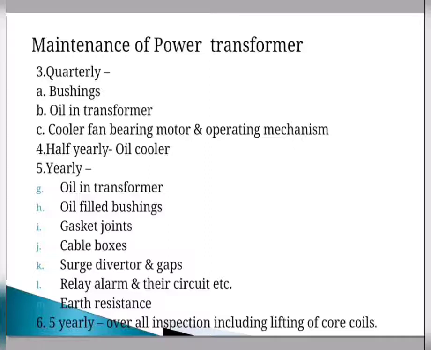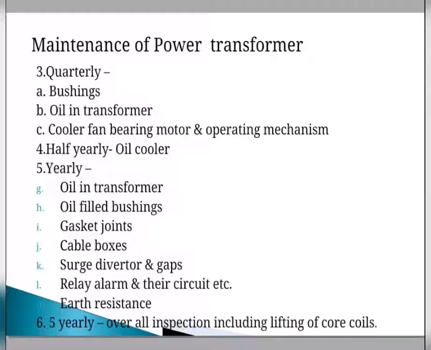Then yearly maintenance. In the yearly maintenance we have to check the transformer oil for acidity. We have to filter the transformer oil. We have to remove the sludges. Then for oil filled bushings, we have to test the oil, filter the oil, and remove the sludges. Then we have to check the gasket joints. If the gasket joints are loose, tighten the bolts to avoid uneven pressure on the transformer.